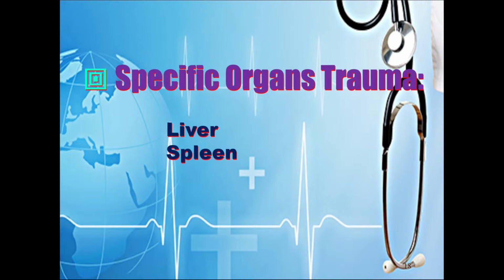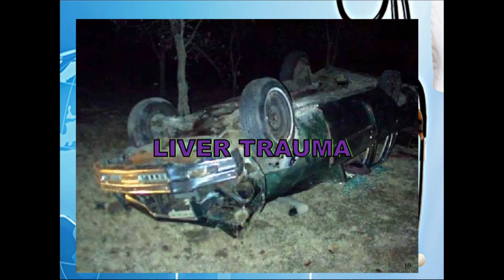So now we should discuss specific organs. Trauma is to the liver and spleen in most of the cases. These organs are traumatized. When we exclude bleeding from the abdominal cavity, the first thing we need to think about is the spleen and liver, because they rupture rather often. So, liver trauma.